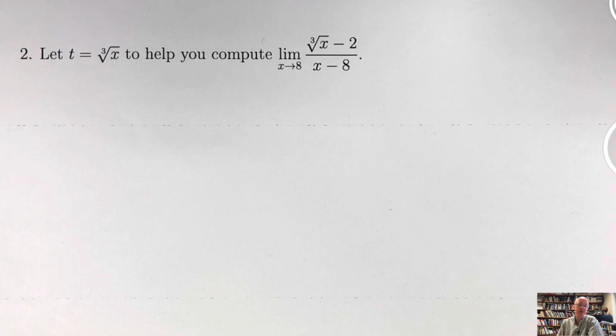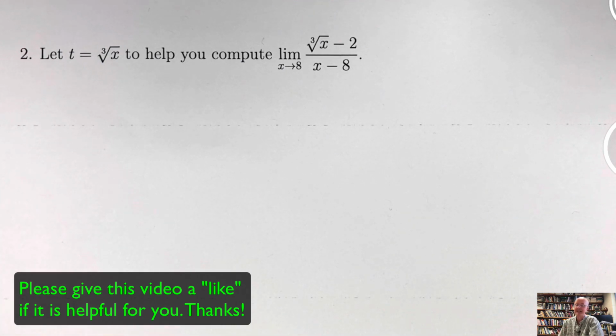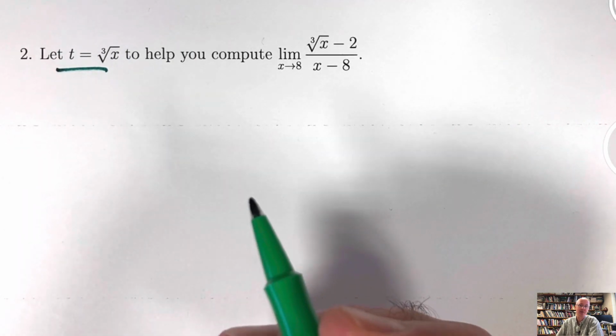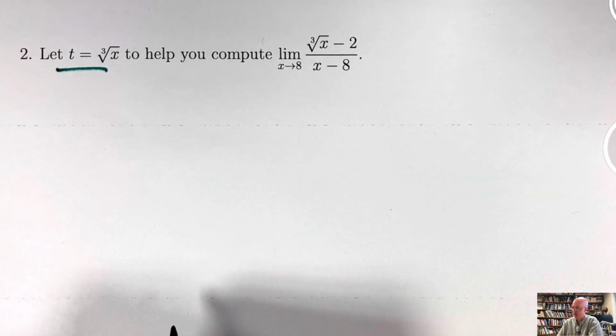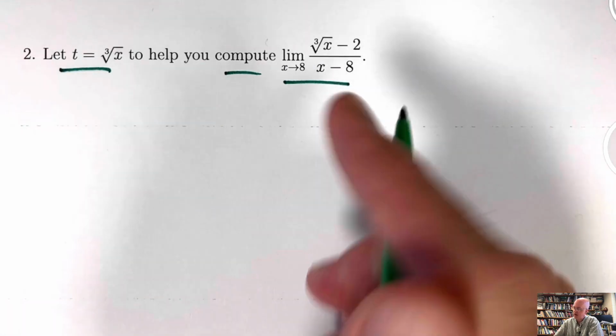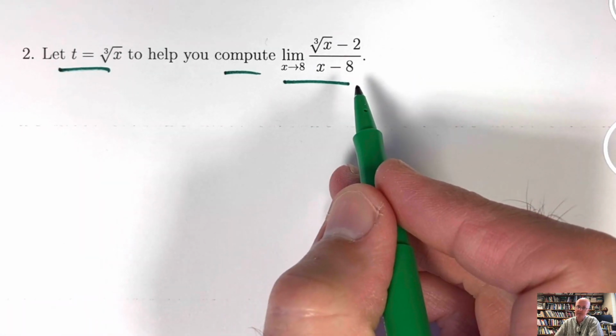Problem 2 involves a cube root instead of a square root. Is there some sort of analogous technique like rationalizing like we did with the conjugate in number 1? Well, there are techniques, but we're going to use some directions here. We're going to use a substitution like we did in the second technique for part A in number 1. We're going to let t equal the cube root of x to help us compute this limit. Notice we cannot plug in 8 in this limit because we'd be dividing by 0.